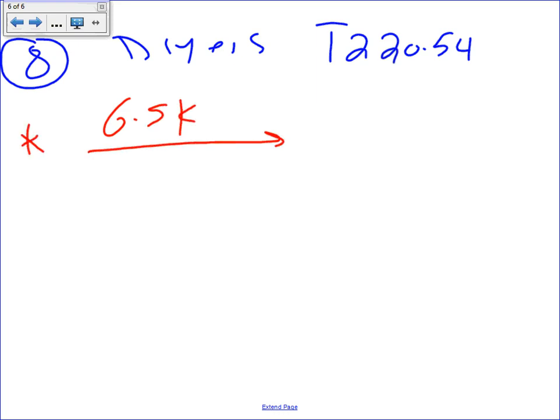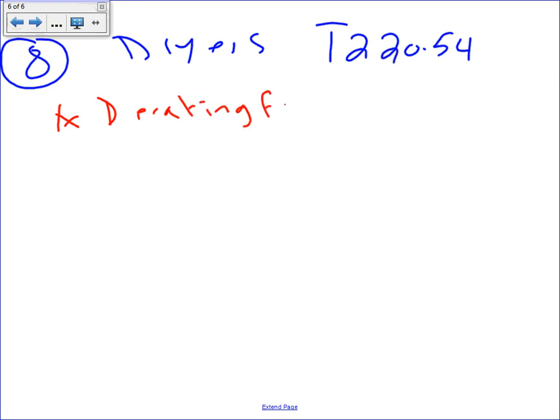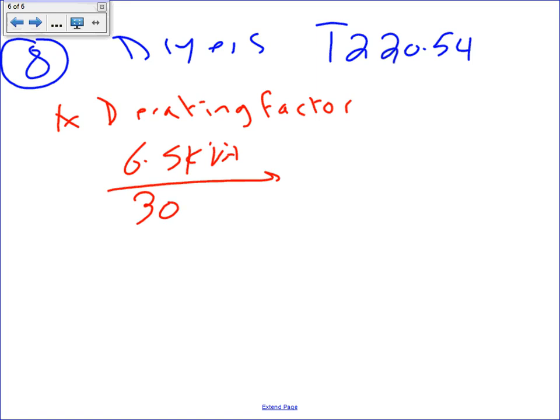This is the first thing I'm going to say, the derating factor. Okay, here's how I'm going to do that one. For the derating factor, I have 6.5 kVA. How many of them do I have? 30. I have 6.5 kVA, 30 of them. Take this one to table 220.54.